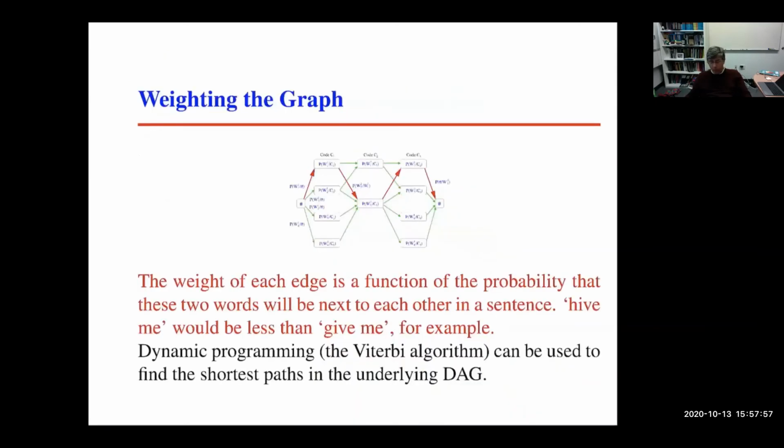Again, like I said, I weighted the graph according to the probability that these two words would like to be next to each other. Hive me is rare, give me is common. I'm going to give give me a better weight than hive me. Okay? Any questions?